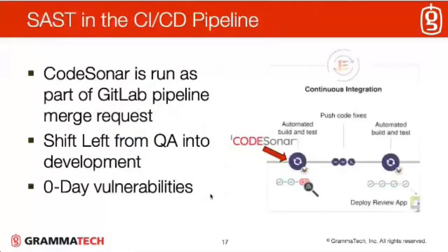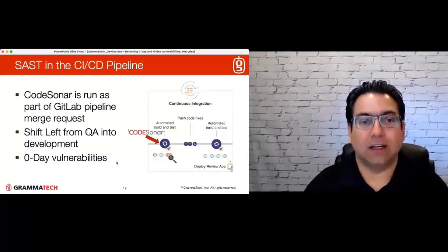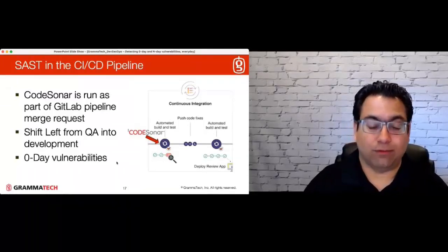So we're going to zoom in here and see that in the CI workflow, you'll integrate a CodeSonar runner as part of your GitLab pipeline merge request. Every time you try to merge code, we're going to run whatever tests you're running, as well as a selection of static application security testing tests via CodeSonar to reveal any security vulnerabilities. What this achieves is a shift left from the quality assurance aspect of static code analysis and testing into the development phase. And this is going to help us detect our zero-day vulnerabilities every day in our development flow.